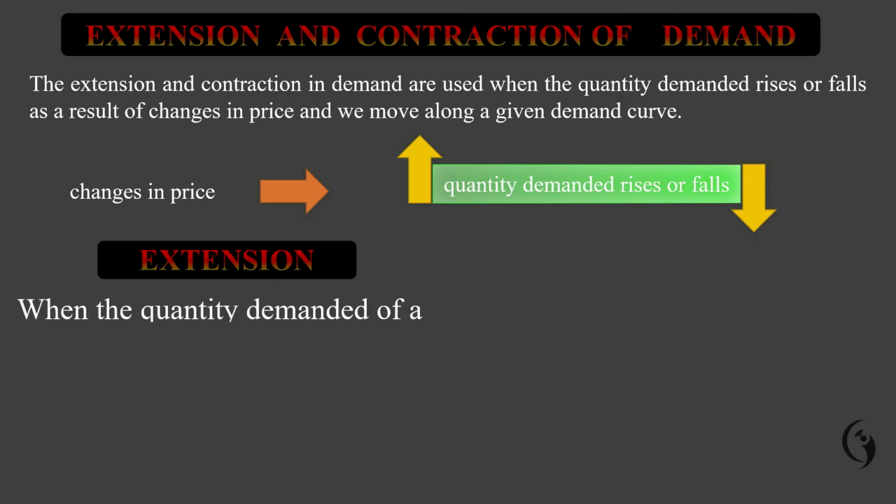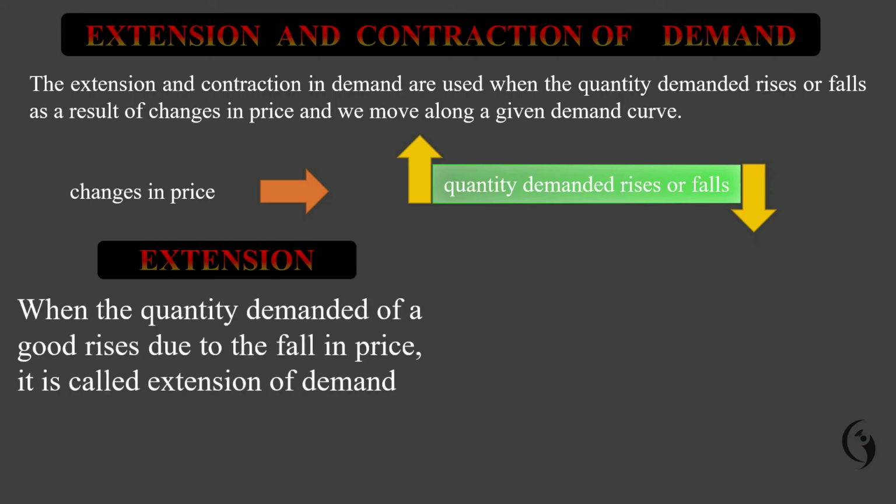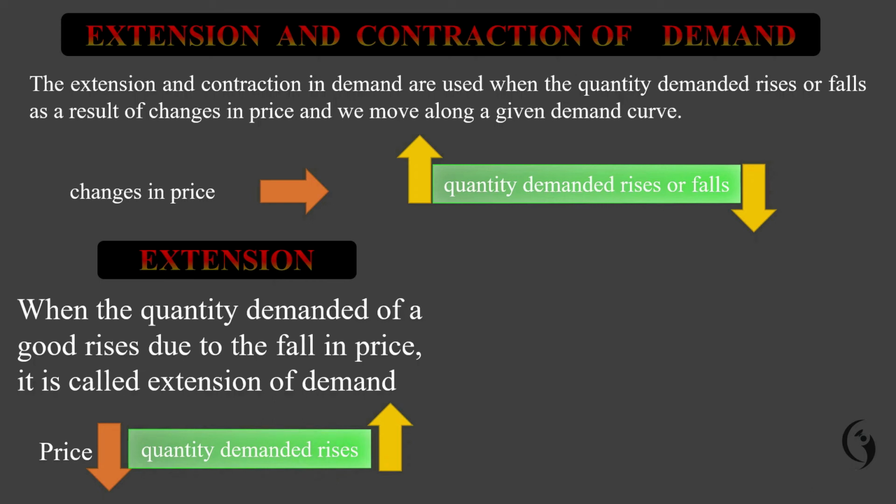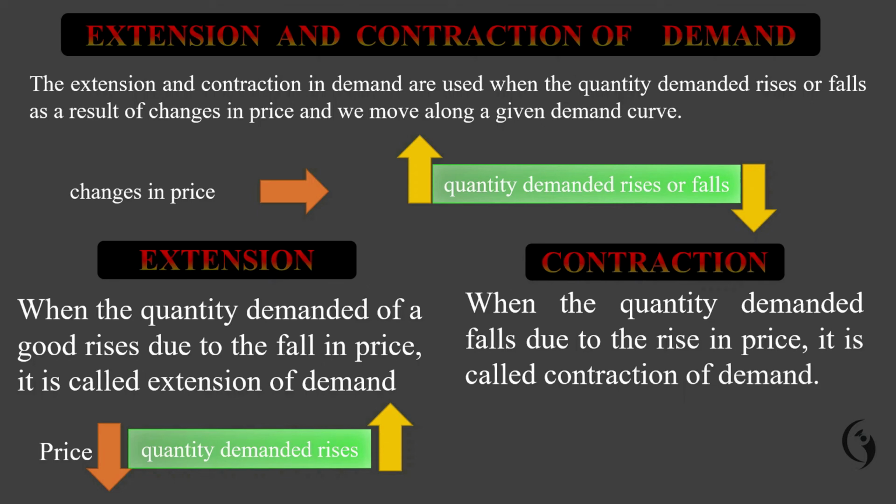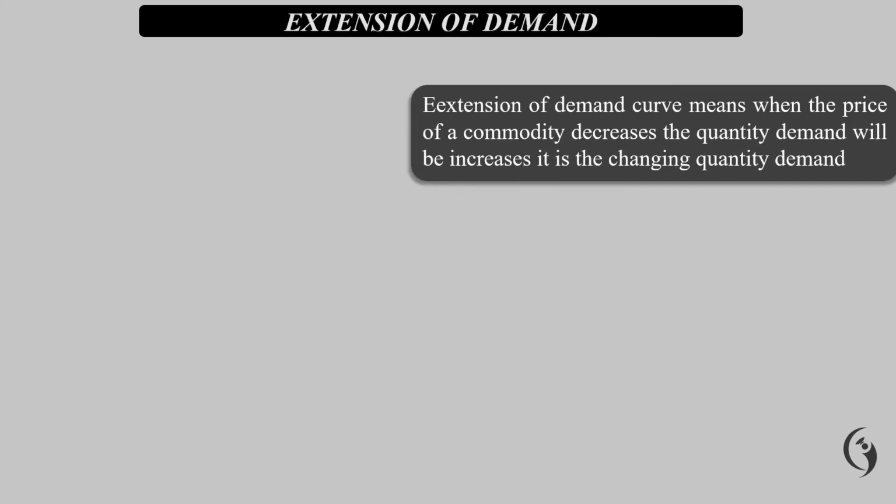Extension means that when the quantity demanded of a good rises due to a fall in price, it is called extension of demand. If the price goes down, quantity demanded rises; we can show this along the demand curve. Contraction means that when the quantity demanded falls due to a rising price, it is called contraction of demand. When prices rise, quantity demanded falls. The extension of demand means that when the price of a commodity decreases, the demand increases. It is the change in quantity demanded.